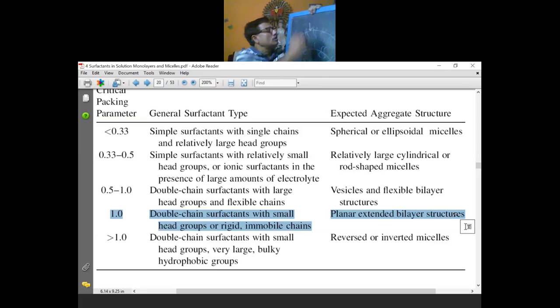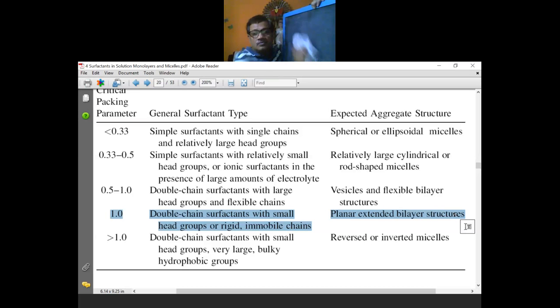If I consider the outer part and the inner part, like a cell membrane, this is the intracellular component and this is the extracellular component. This leaflet, this one, is called the inner leaflet. On the other hand, this one is called the outer leaflet.